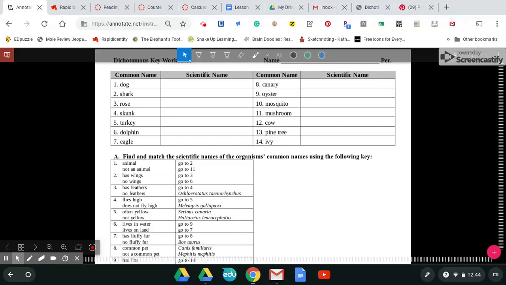All right, so I want to talk to you on how you're going to do a dichotomous key. A dichotomous key is a two-statement way of classifying organisms. What you do is you always start here at statement one. You read which one of these applies, and it tells you where to go. So if it's an animal, you go to number 2. If it's not an animal, you go to number 11. And you keep doing this until all of them are keyed out. This is a very generic one, but it gives me a good way to explain it to you.